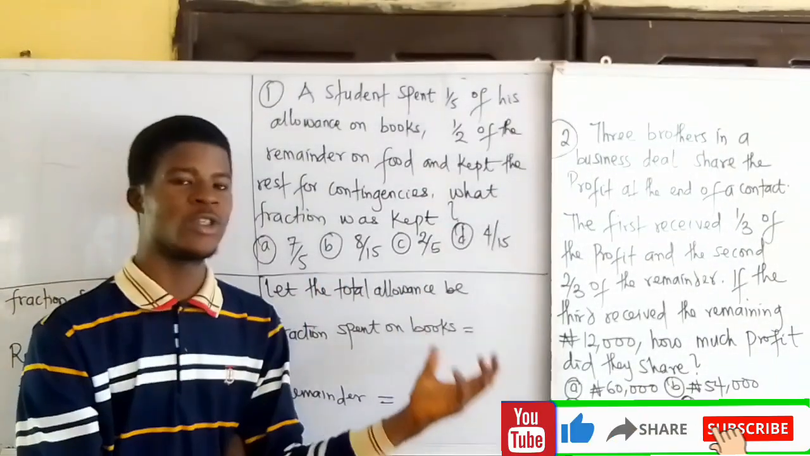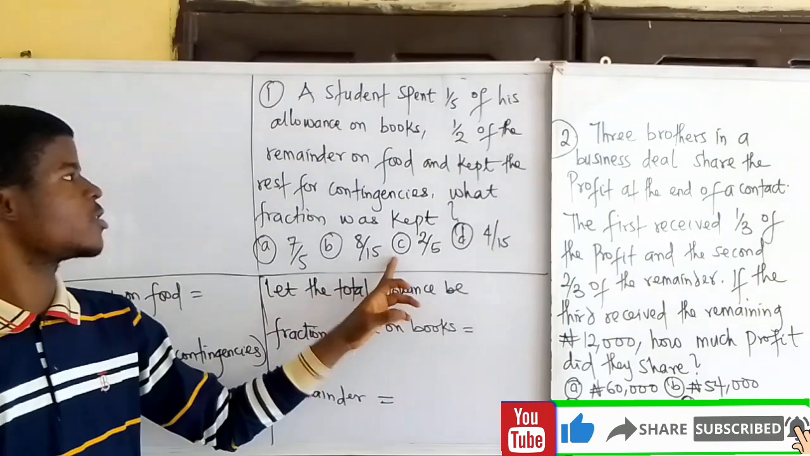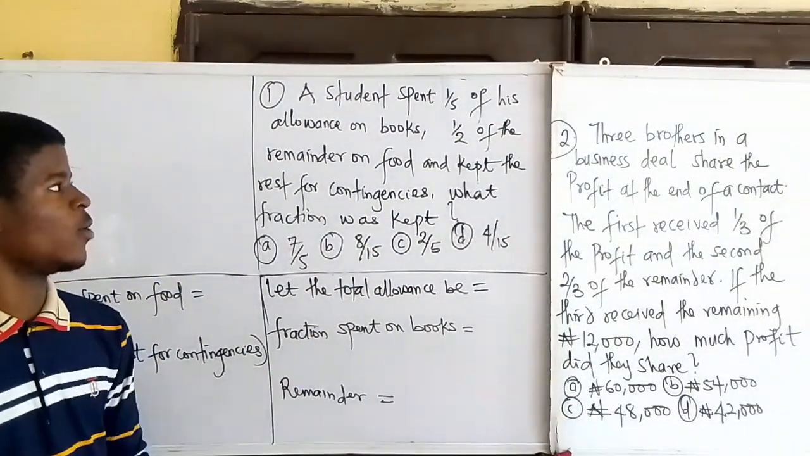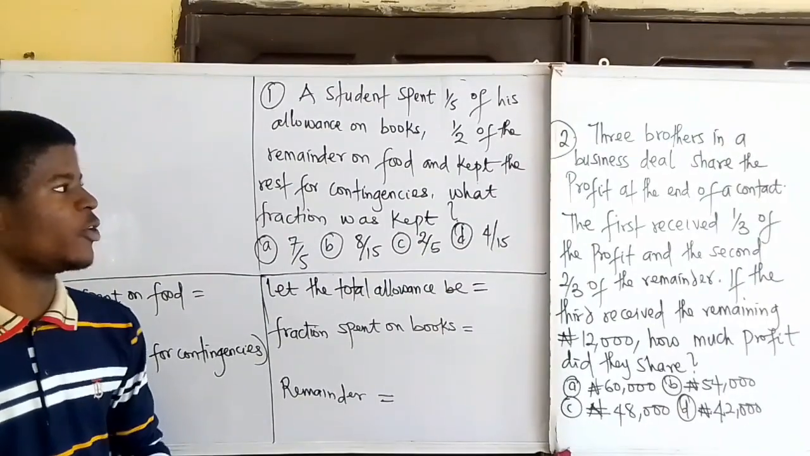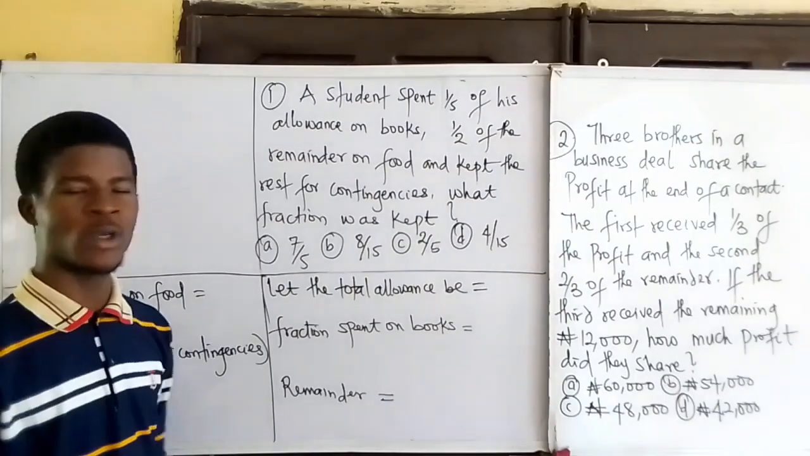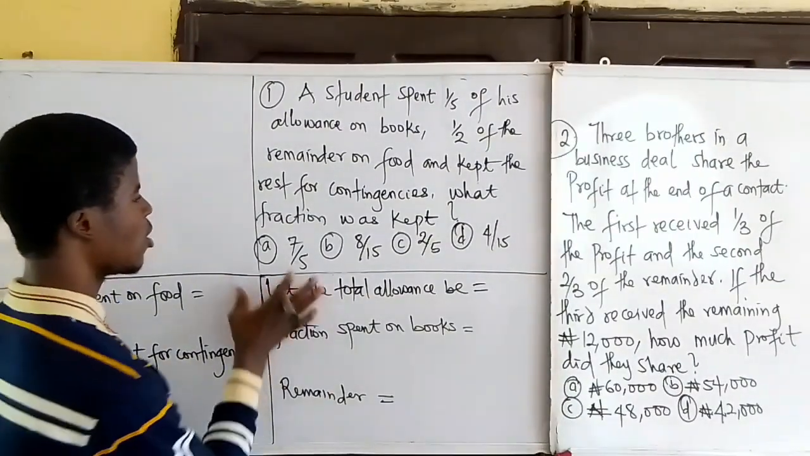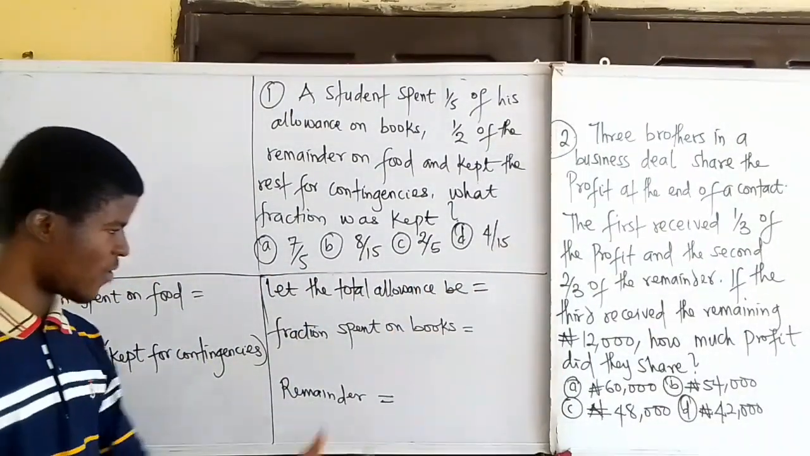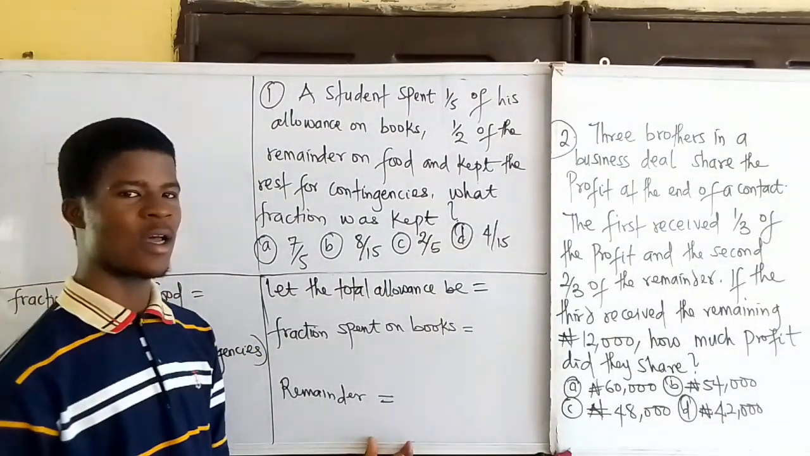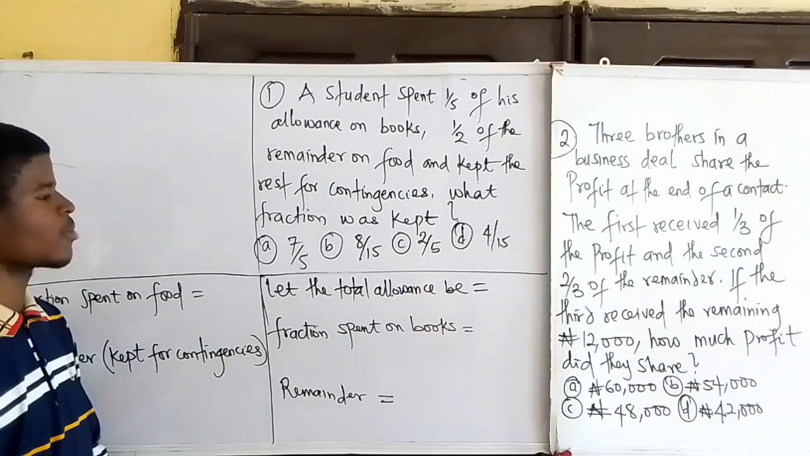We're going to answer the two questions on the board. We'll start with this. The question says that a student spent 1/5 of his allowance on books, half of the remainder on food, and kept the rest for contingencies. What fraction was kept? So these are the options that we have. Now, I have outlined the solution in steps. So we are going to follow these steps and get the answer to the question.